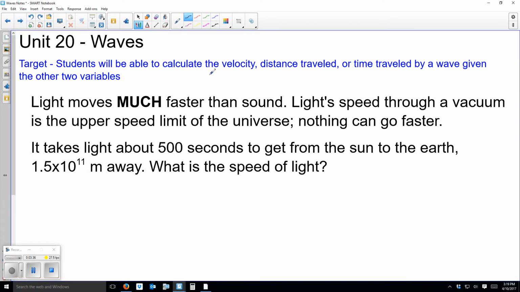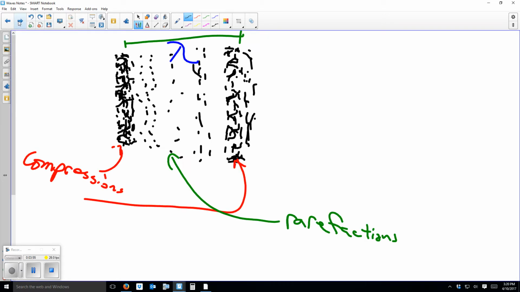Light can do that as well. We can use the exact same equations, still using distance and time. Make sure your units are meters and seconds, not minutes or hours. Make sure you convert those into the proper units. There's another example of the compressions and rarefactions here that I skimmed over earlier. Here's a little bit clearer design of that.